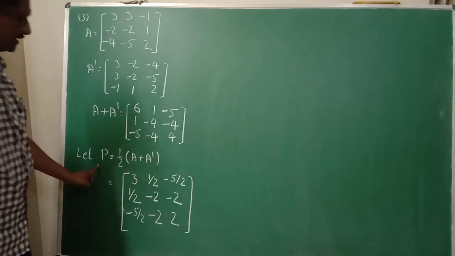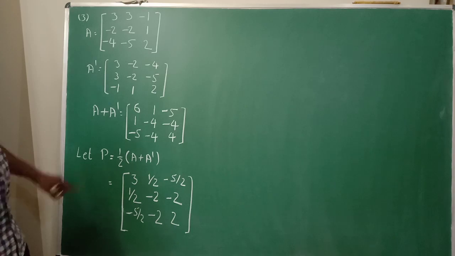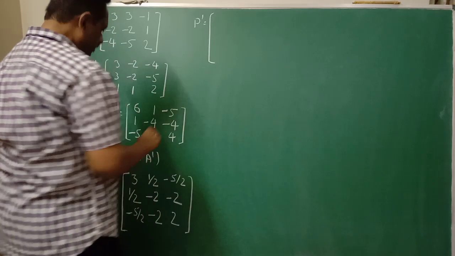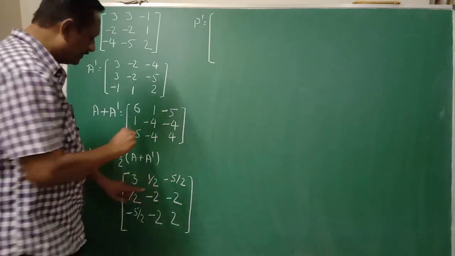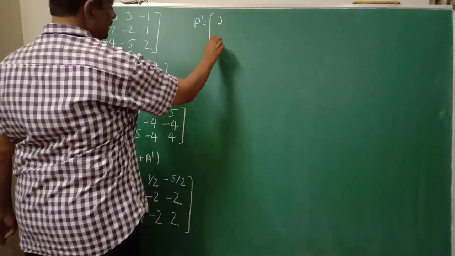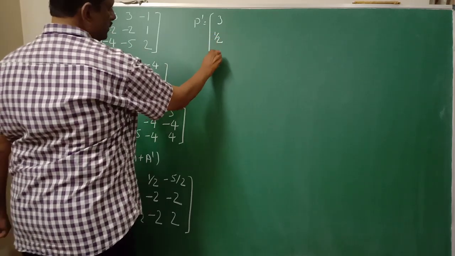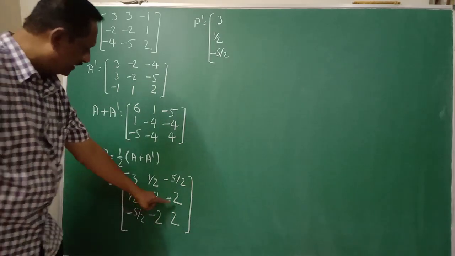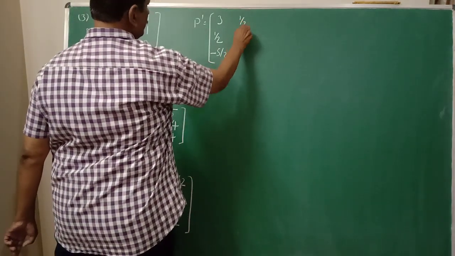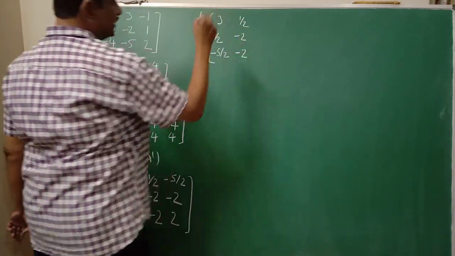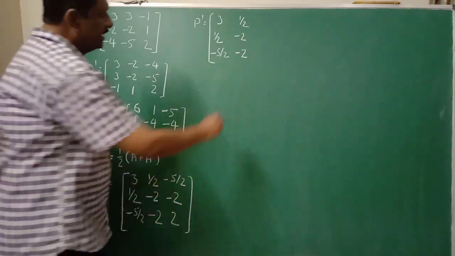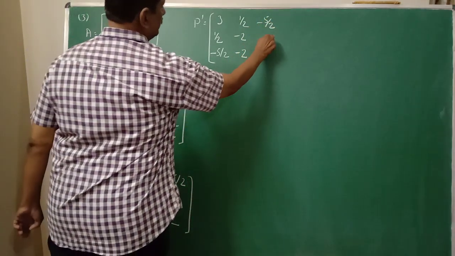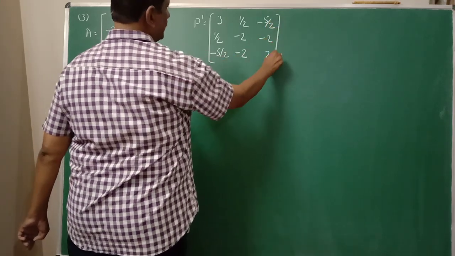So this is the matrix here. Then write its transpose, hence P dash is equal to 3, 1 upon 2, minus 5 by 2. Write in the column 3, 1 divided by 2, minus of 5 divided by 2. 1 by 2, minus 2, minus 2. Column 1 by 2, minus 2, minus 2. Write in the column minus 5 by 2 here. Minus 5 by 2, minus 2, plus 2. Minus 2 plus 2, write in the column here.